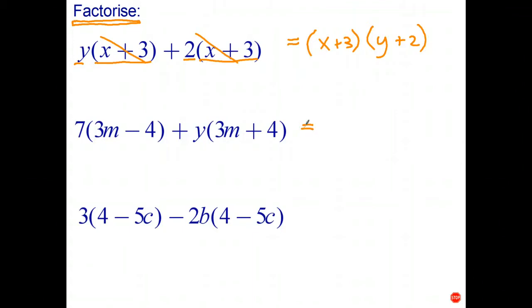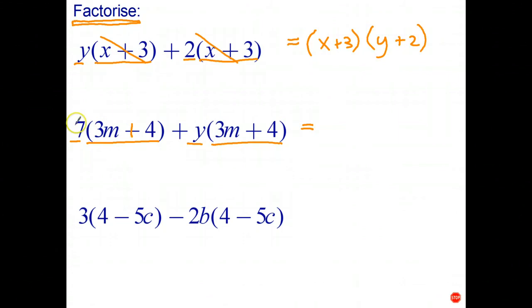Okay, welcome back, students. So once again, here we're multiplying 7 times 3m take 4 in brackets. Here we're multiplying y times, oops, you probably had trouble with this because I've made a mistake. These two signs have to be the same. So if you had trouble, apologies for that. I think you would have been a bit confused. Let's try this again now.